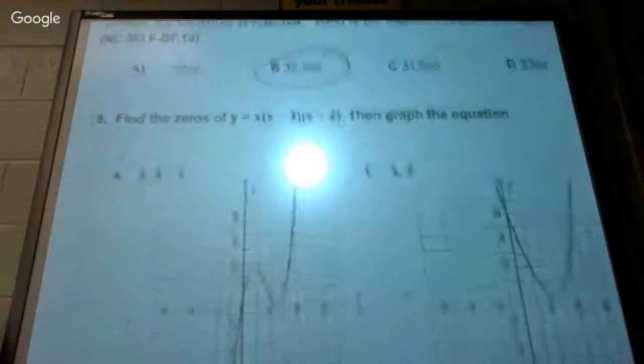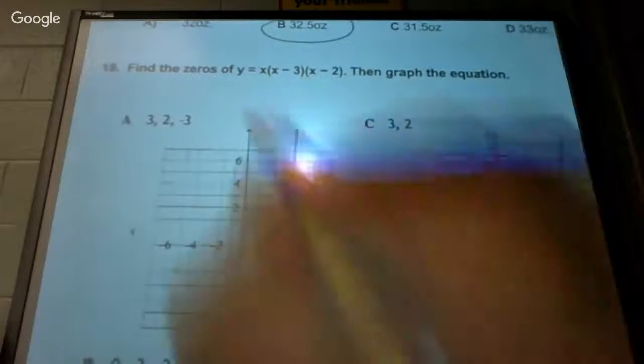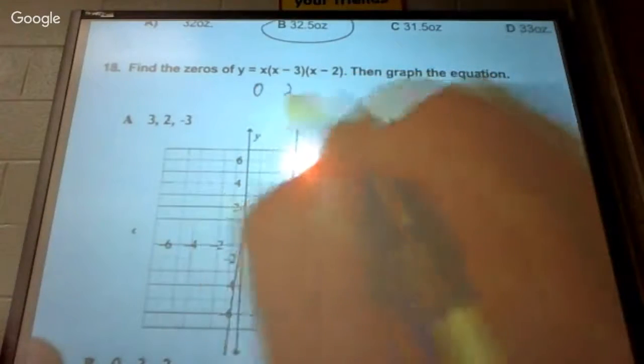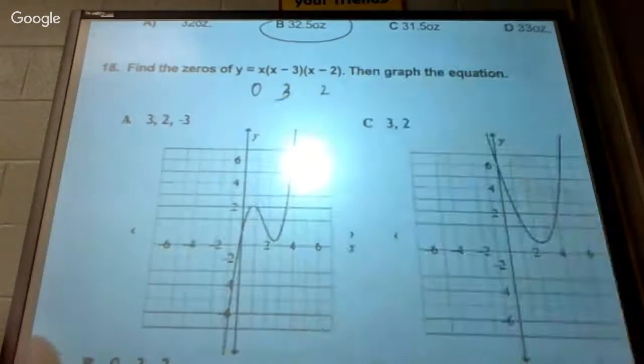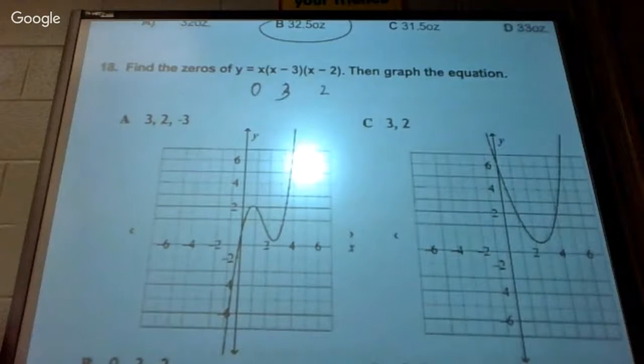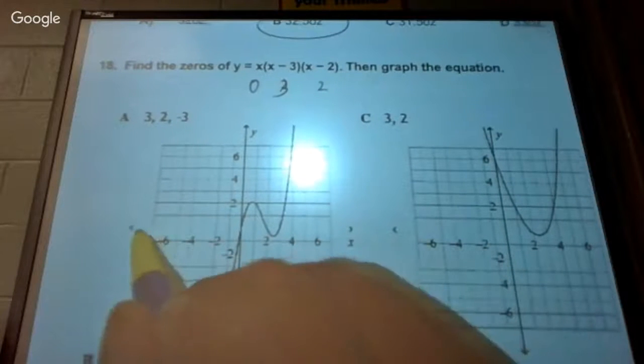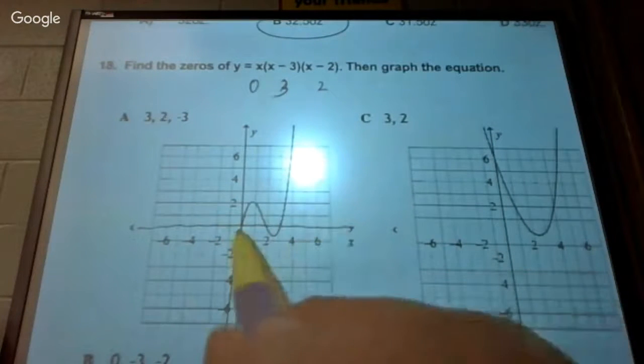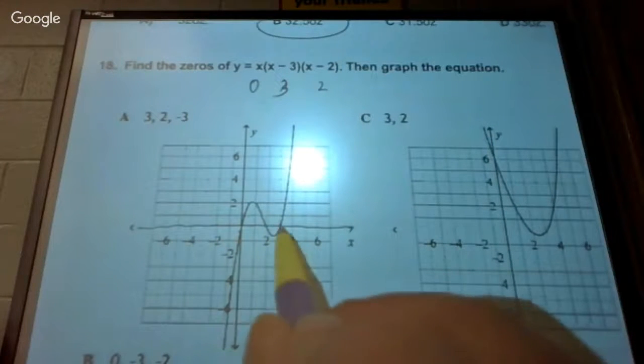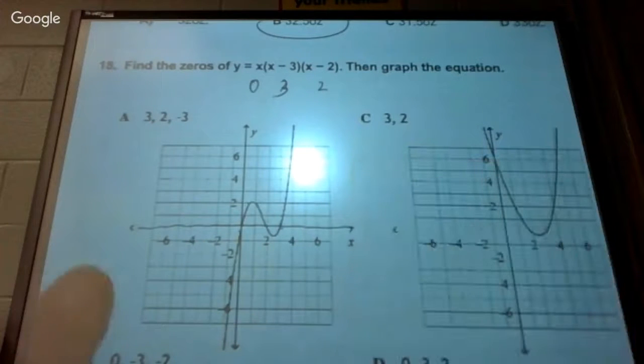Number 18, find the zeros. So understand that's 0, 3, and 2. The 3 zeros here are 0, 3, and 2. It's the opposite of the signs. Remember, anytime it's in parentheses, it's opposite of what you think. So where does it cross the zeros? Now these lines are missing. 0, 2, and 3. This one is correct.